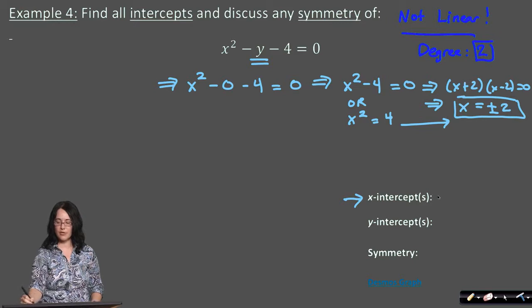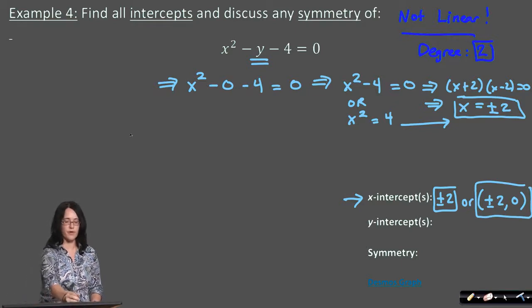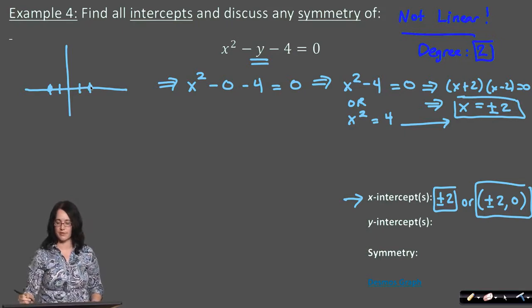So what are the locations of your x-intercepts? Well, you could just say plus or minus 2. That's what they are. But their locations would be at positive or negative 2, comma, 0. So (2, 0) and (-2, 0). As far as the graph is concerned, if I was doing a little sketch here, we have x-intercepts at (-2, 0) and at (2, 0). So those are my two x-intercepts.